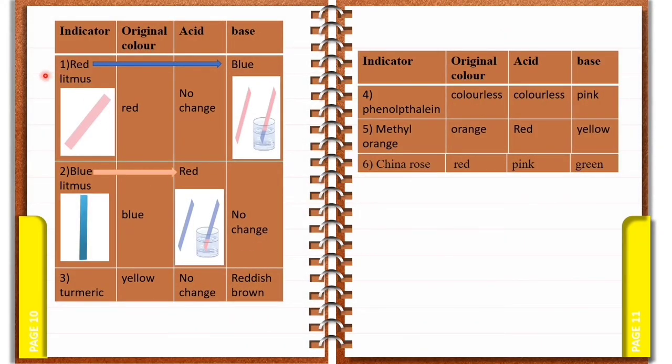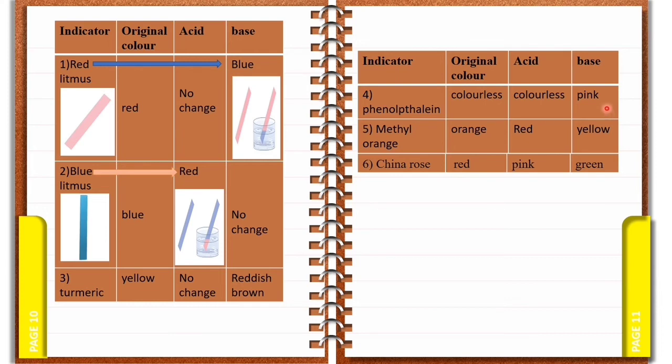Litmus, it is available in two forms of litmus paper. One is red litmus and the other is blue litmus. Red litmus changes its color to blue in basic solution. Blue litmus changes its color to red in acidic solution. Turmeric, it will be of yellow color and the color of turmeric changes when added to a base like soap or detergent. Reddish brown it will be. Number 4, phenolphthalein. Phenolphthalein changes its color from colorless to pink color in basic solution.